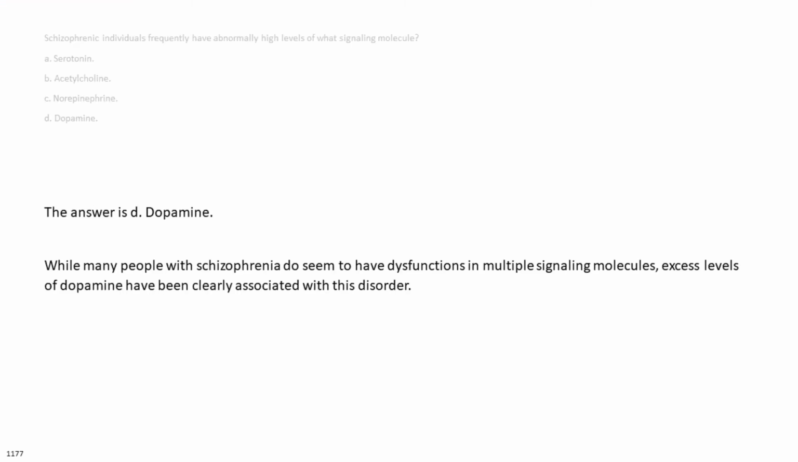The answer is D. Dopamine. While many people with schizophrenia do seem to have dysfunctions in multiple signaling molecules, excess levels of dopamine have been clearly associated with this disorder.